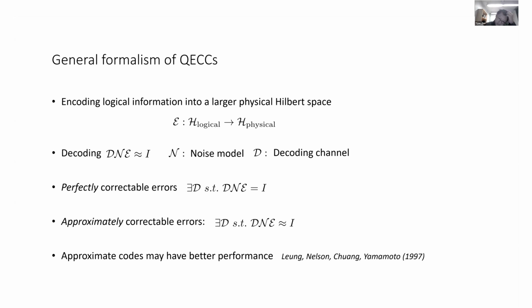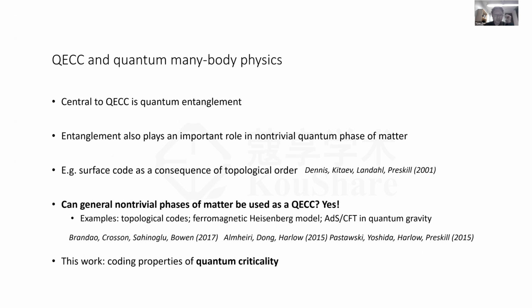So now when we talk about exact code versus approximate code, actually approximate code, even though you cannot reverse the error exactly, may have better performance in the case that you can use a smaller physical Hilbert space or you can tolerate more errors. Some examples are given by these classic examples. But conformal field theory also falls into this class. That is what I will talk about today.